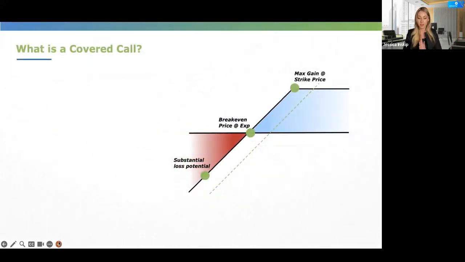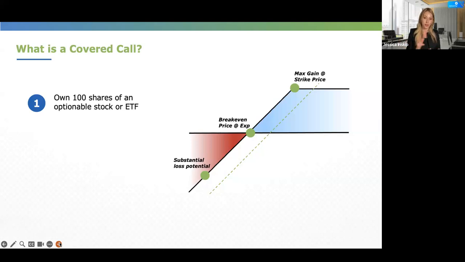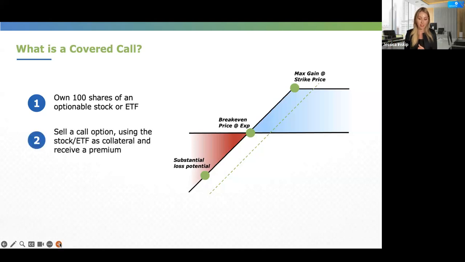Let's look at a covered call. So now we're going to go back to the other side of the chain and we're going to flip it around. So in order to create a covered call, remember, if I am selling a call, I've sold the right to buy. In order to cover my obligation to sell, to fulfill the other side, I need to own something. So you have to own 100 shares of an optionable stock or ETF. You sell a call option and you use those shares as collateral.